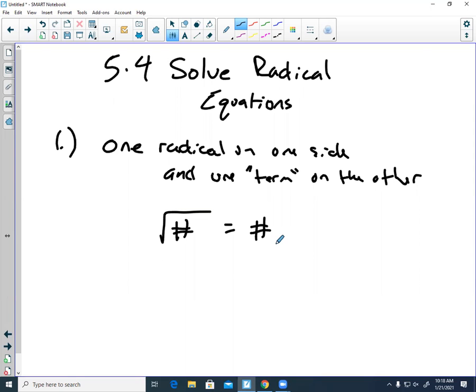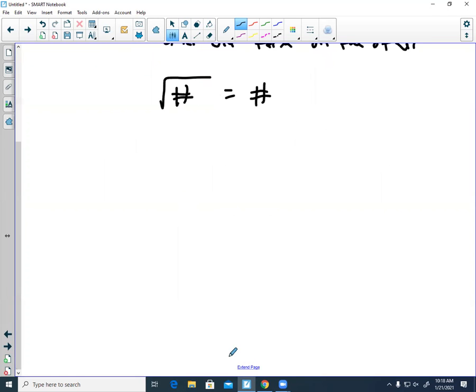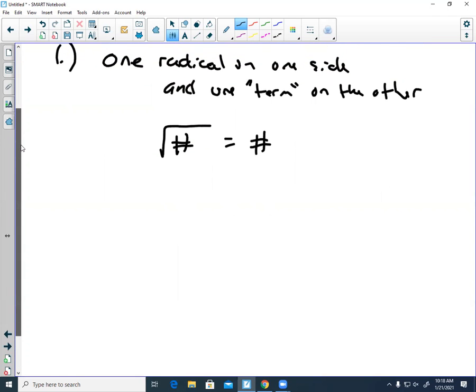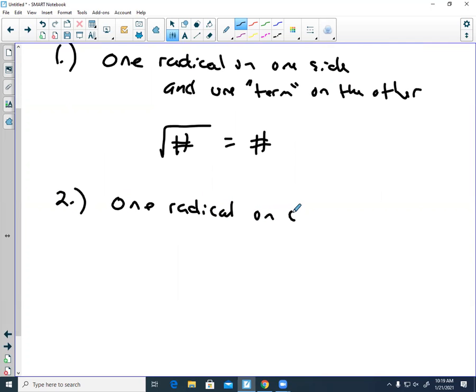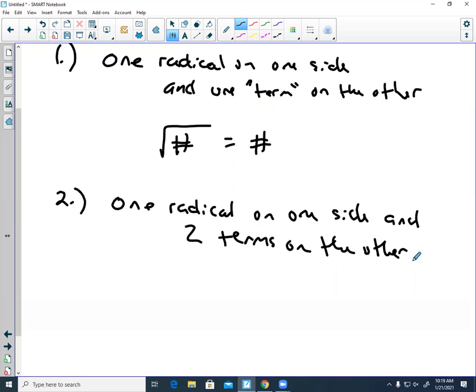The second one is a little bit more challenging, but still very doable for you guys right now. Even though you know how to do algebra, it just takes one little extra step, because I think a lot of people are going to forget it. The second thing is one radical on one side and two terms on the other side.